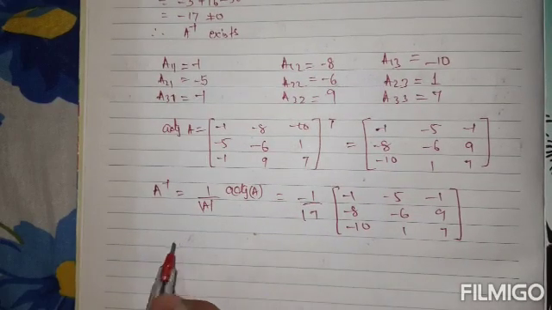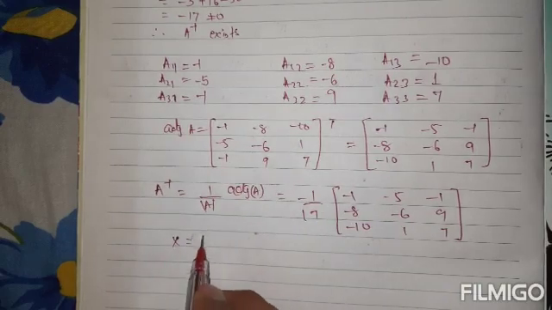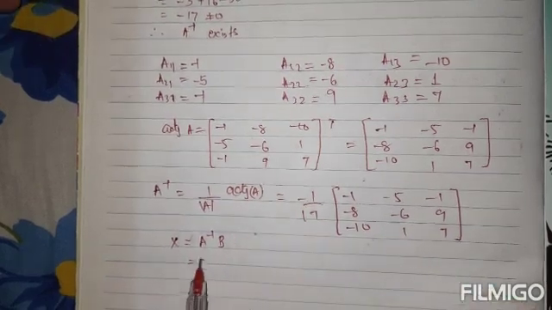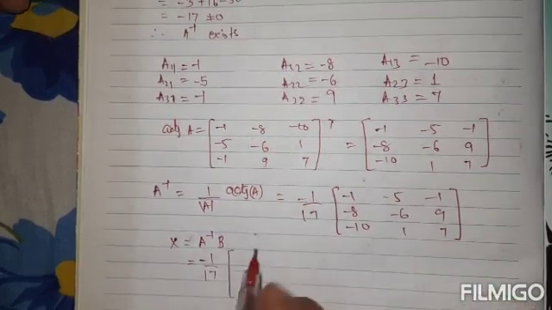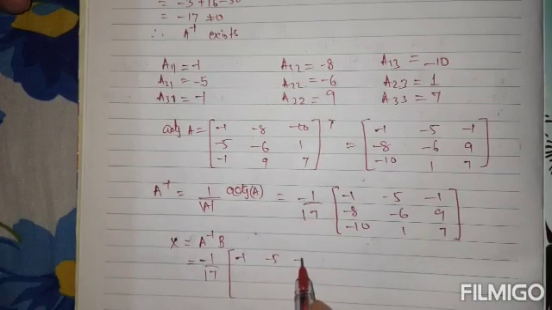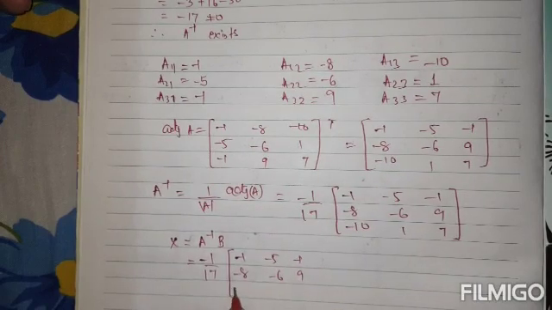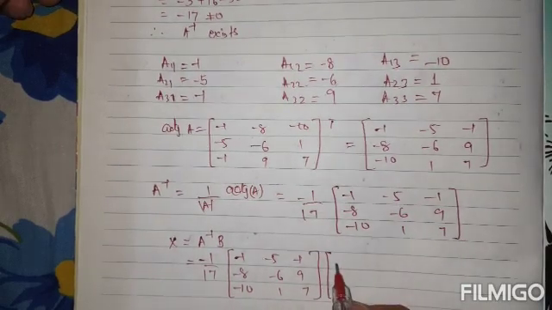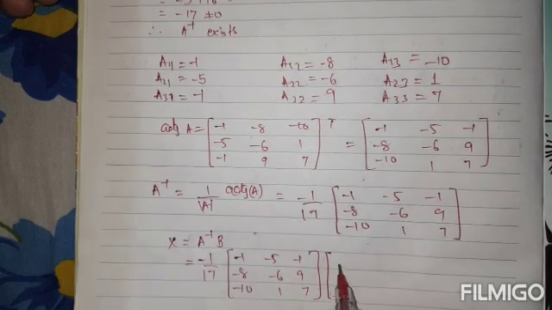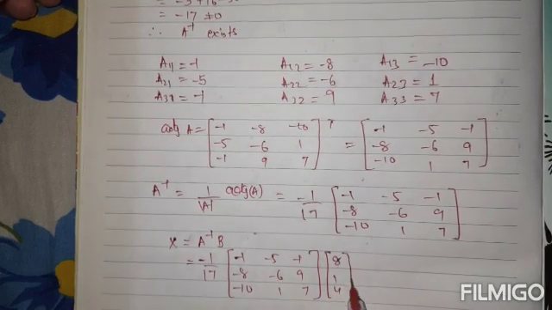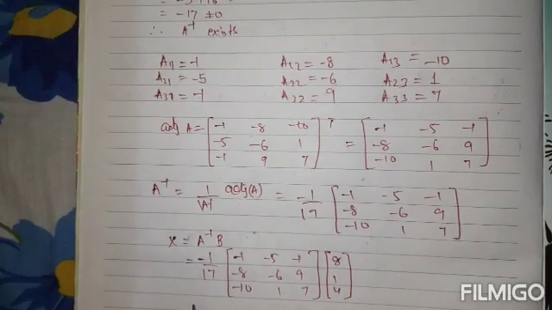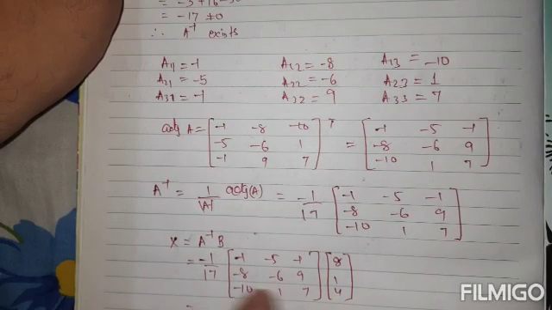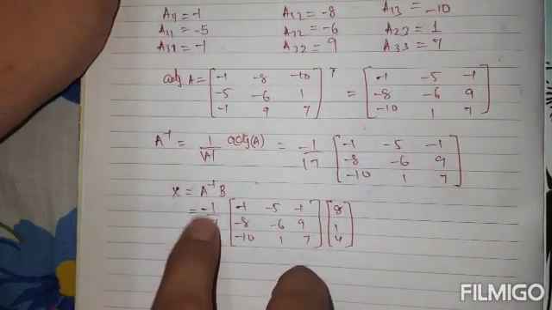And now, as we had discussed, X can be obtained by the formula A inverse B, which means we have to multiply this inverse, minus 1, minus 5, minus 1, minus 8, minus 6, 9, minus 10, 1, 7, into this B. Matrix B was the matrix formed by the constants. This is 8, 1 and 4. And now multiply them. Here it is minus 1 upon 17, this is outside. We need to multiply this minus 1 upon 17 with this matrix.